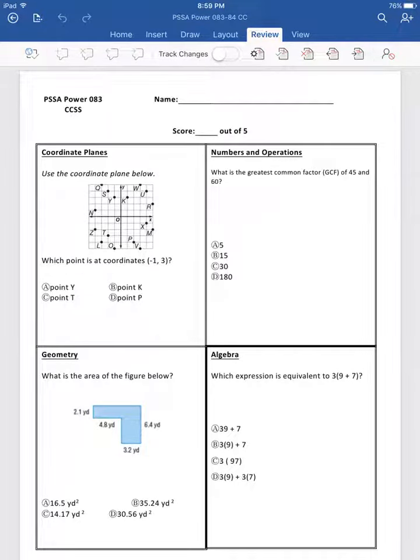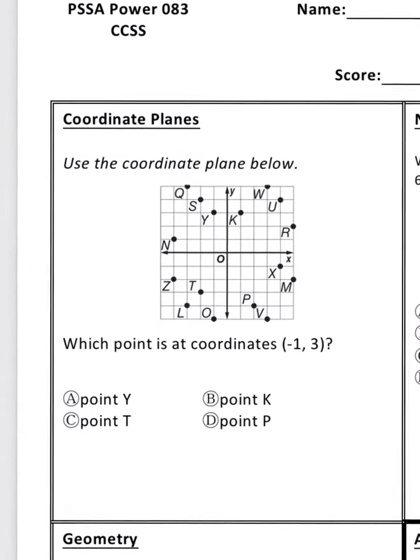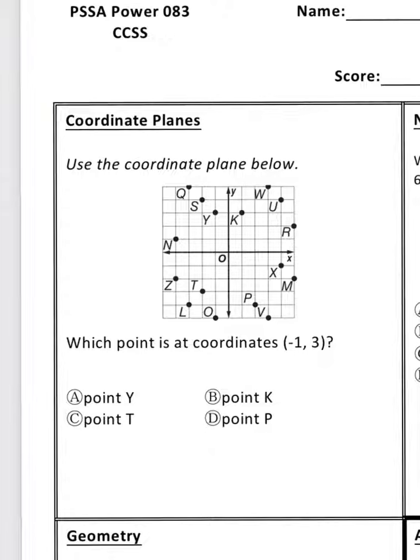Okay, PSSA Power 83. Make sure you already have it done and you're making corrections now. So let's get started. First one, using the coordinate plane. Which point is at coordinates -1, 3?